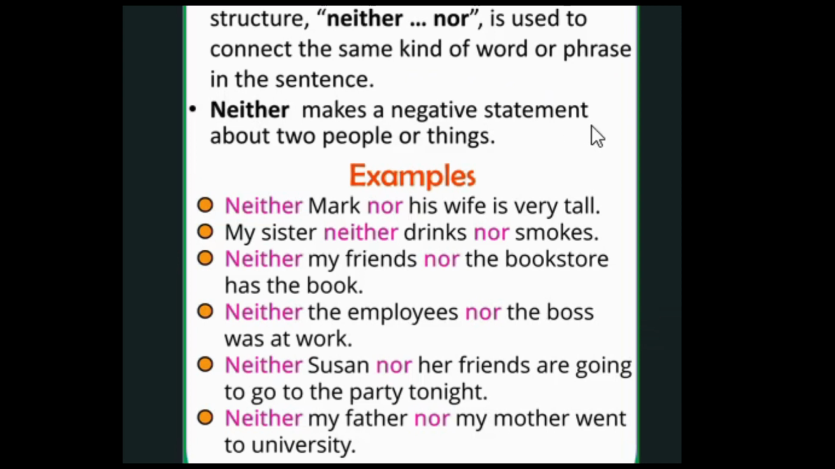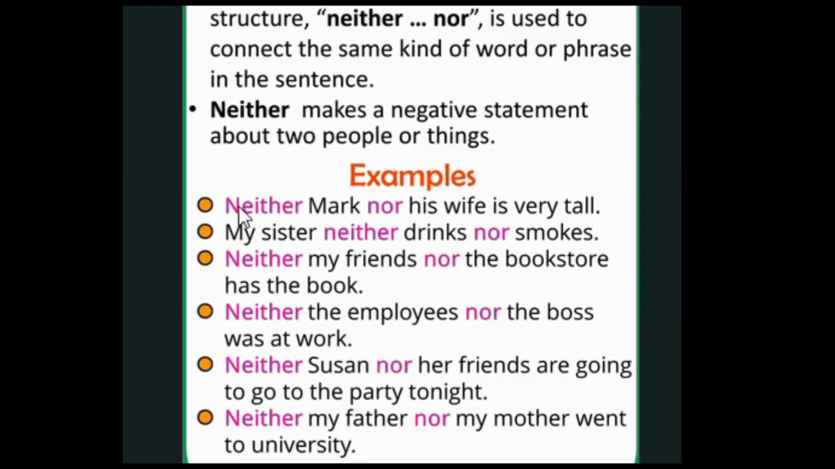Neither makes a negative statement. Like we say not, instead of that, using neither, it connects words and phrases together to make a negative statement. Two people or things. It can be things or people.